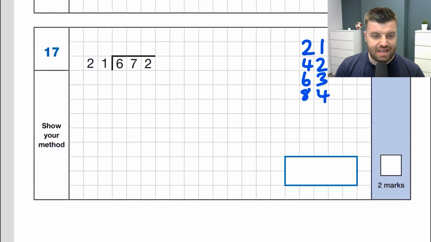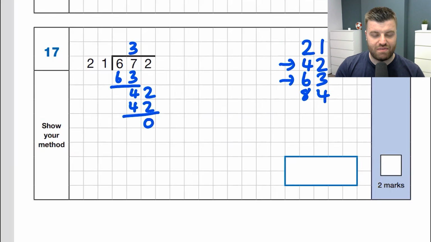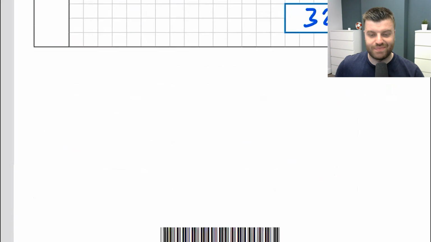21 into 67. How many times can we get up to 21? Well, let's take a look. 63, we can get there and we haven't gone past it. So that's going to be 3 lots of 21, gives us 63. Subtract 67 from 63, we get 4. Bring the 2 down. Aha, 42. That's 2 lots. So we can take off 42. We have nothing left over, and the answer is 32. We're going to need this later on for a trickier one of these.